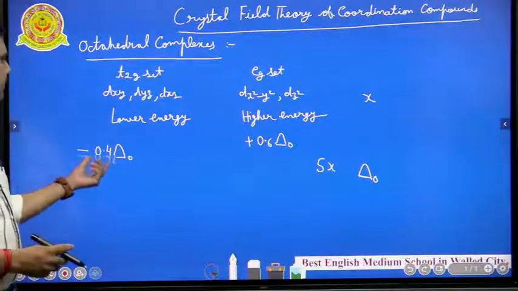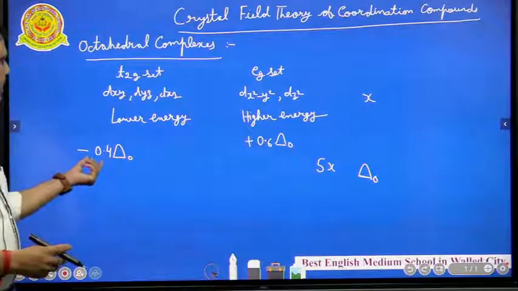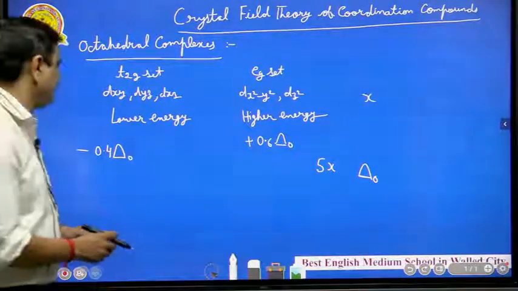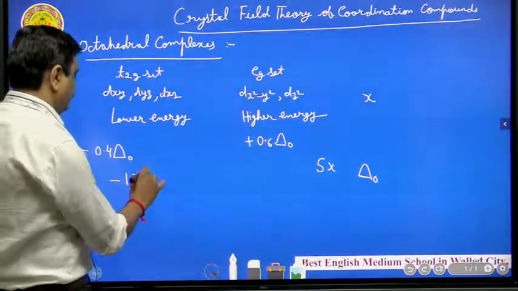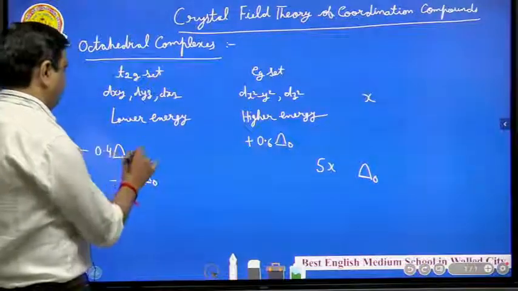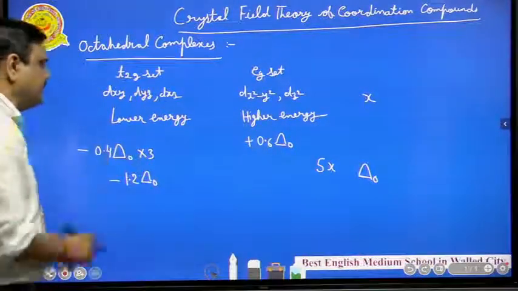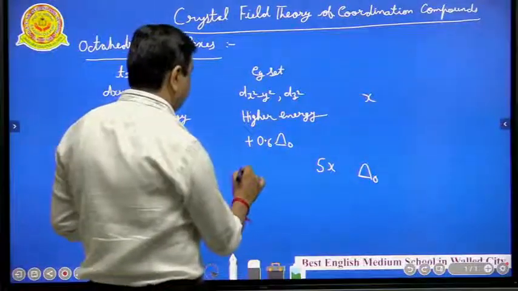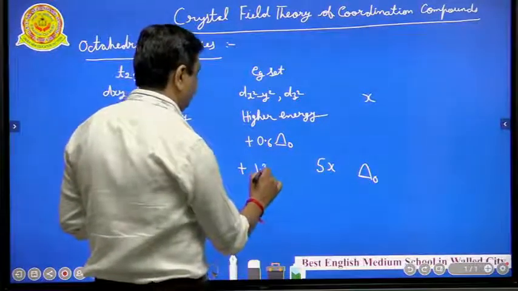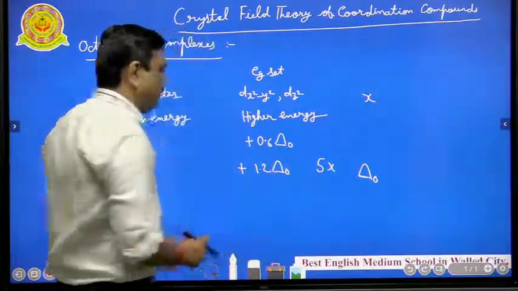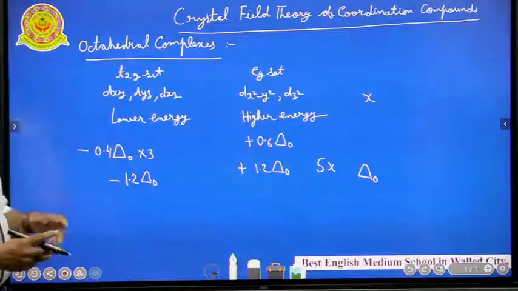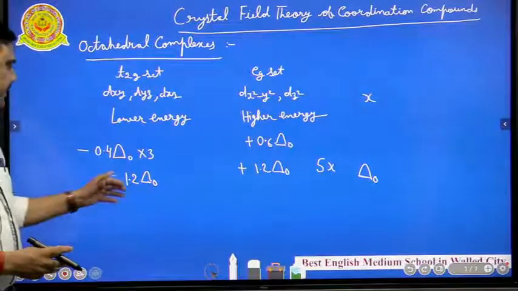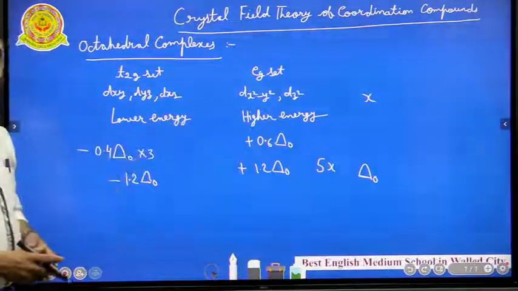Here you can see these three orbitals, their energy is decreased by minus 0.4 delta naught, means the total decrease is minus 1.2 delta naught. And here the total increase is plus 1.2 delta naught. So the total energy remains conserved, but it is split into two sets. One set of lower energy, one set of higher energy.